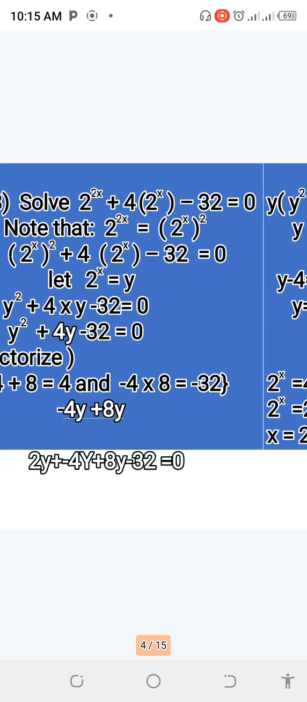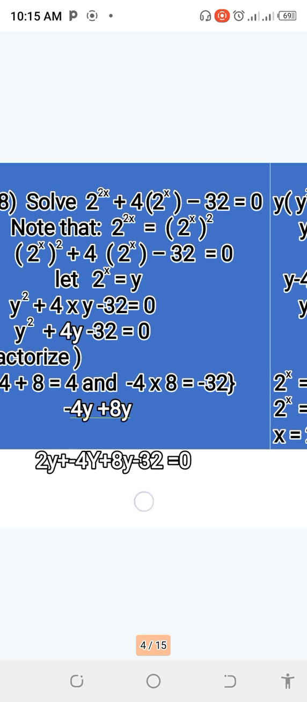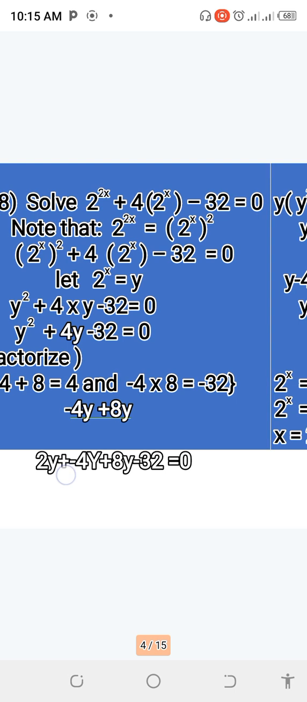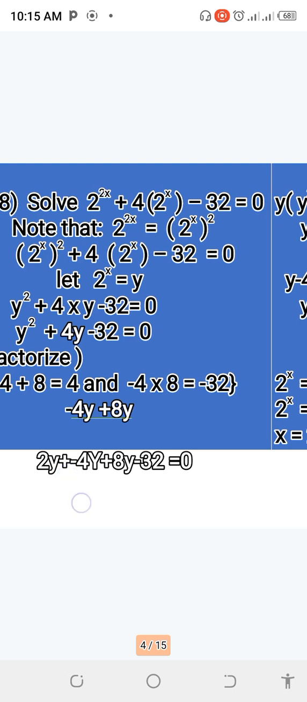Okay? Look at it there. The equation now becomes 2 exponent 2x minus 4y plus 8y minus 32 is equal to what? 0. I take it again. The equation becomes y exponent 2 minus 4y plus 8y minus 32 is equal to what? 0.